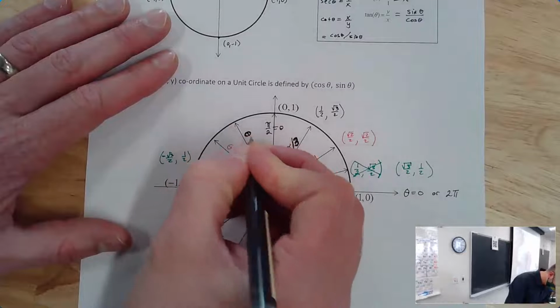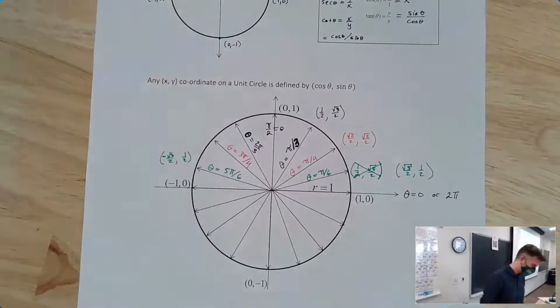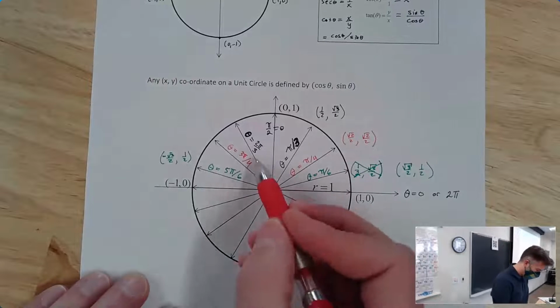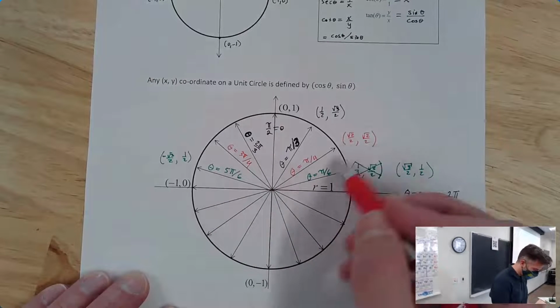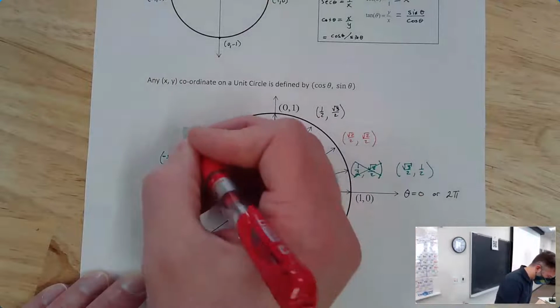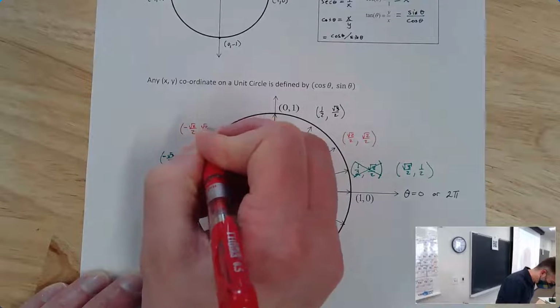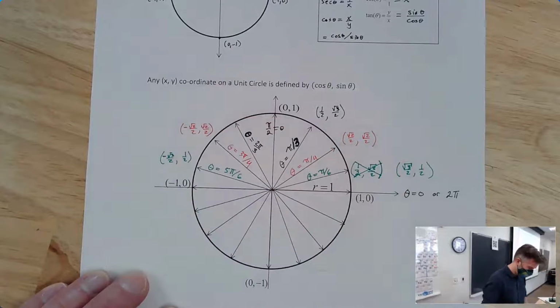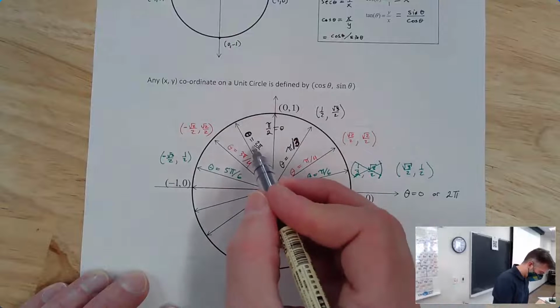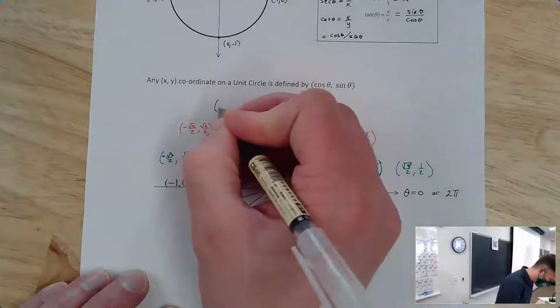This angle here is going to be 2 pi over 3. And for this angle, well, it's going to have the same values as the reference angle for it, but the cosine value, the x coordinate, is going to be negative. And same deal here. This angle is going to have the same values as this angle, just the x coordinate is going to be negative.